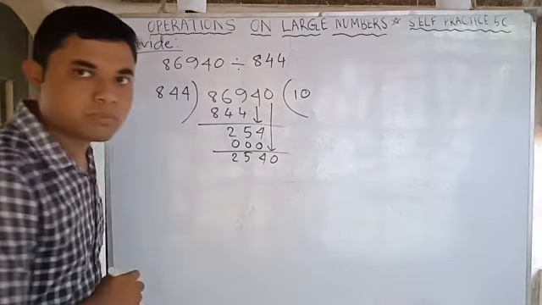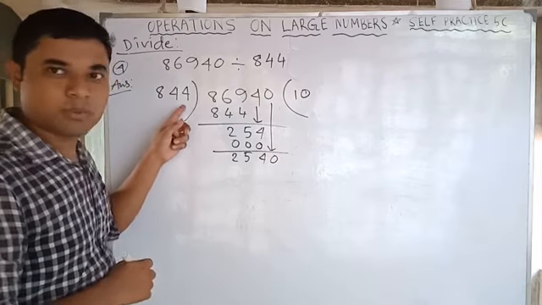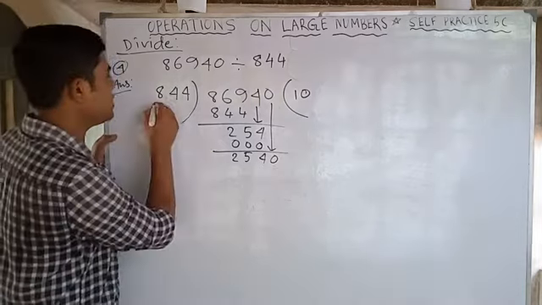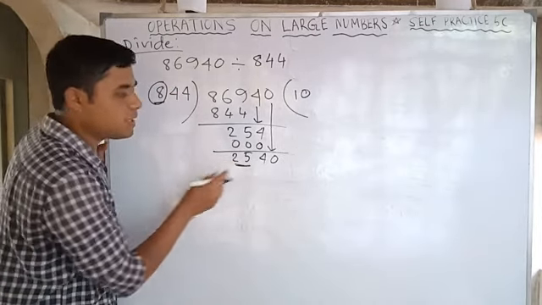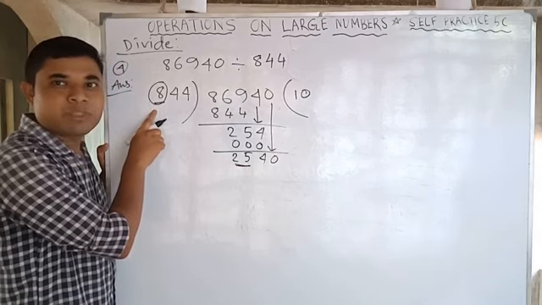So now what will you do? Do you know the table of 844? No need to memorize the table of 844. Look here. What is the number? 8. But what is the number? 25. So count the table of 8. So 8 3s are 24.